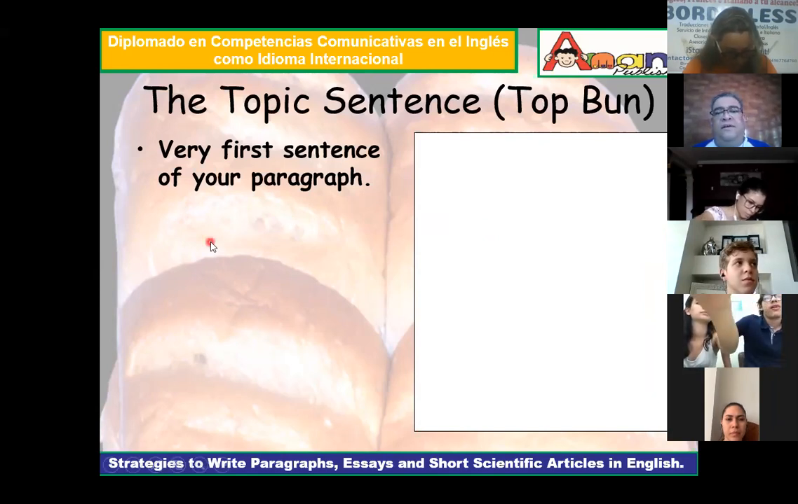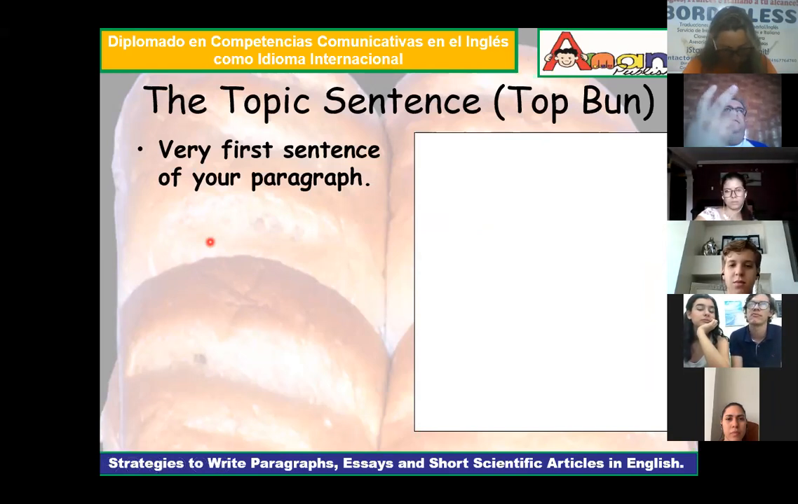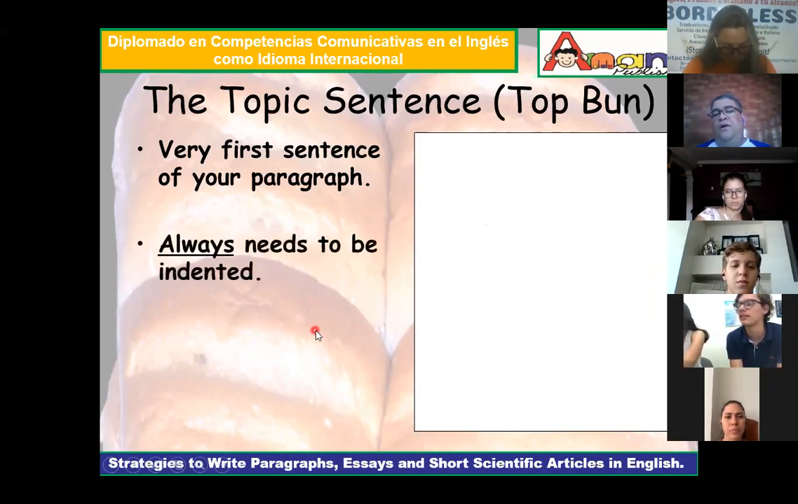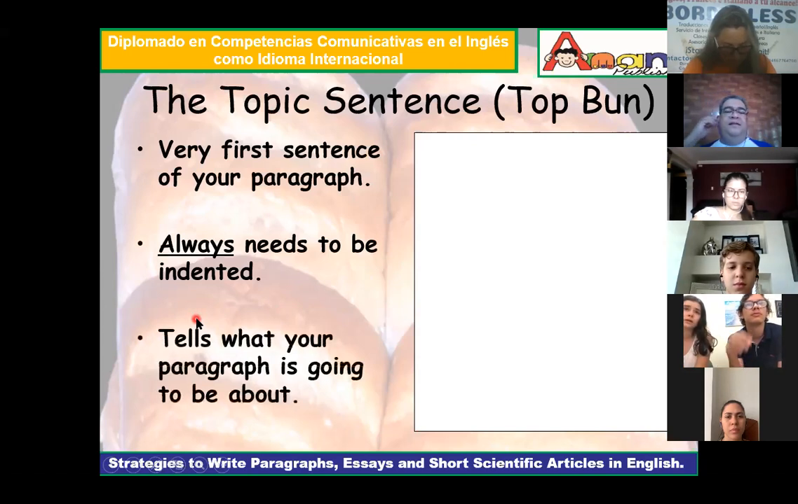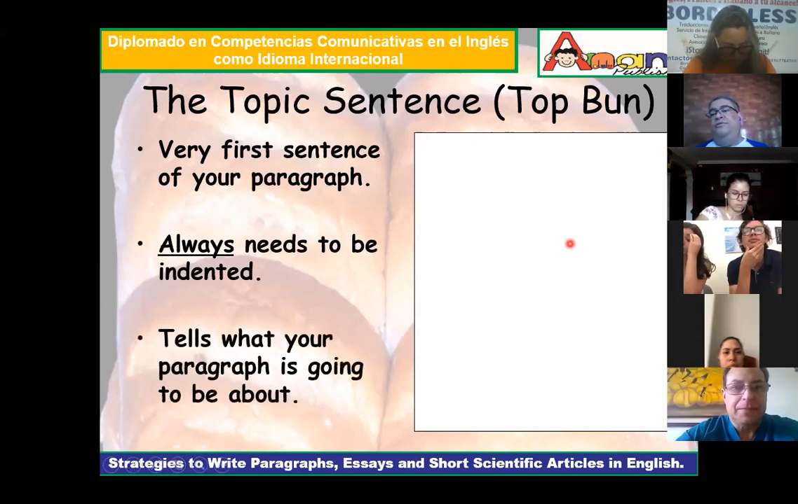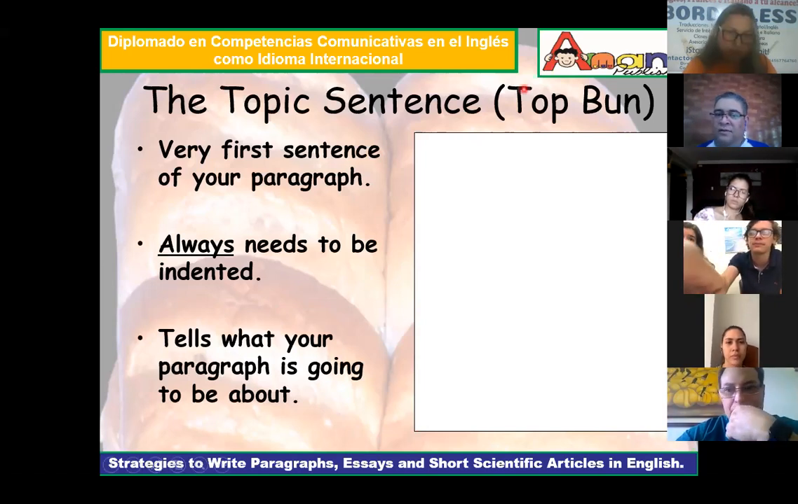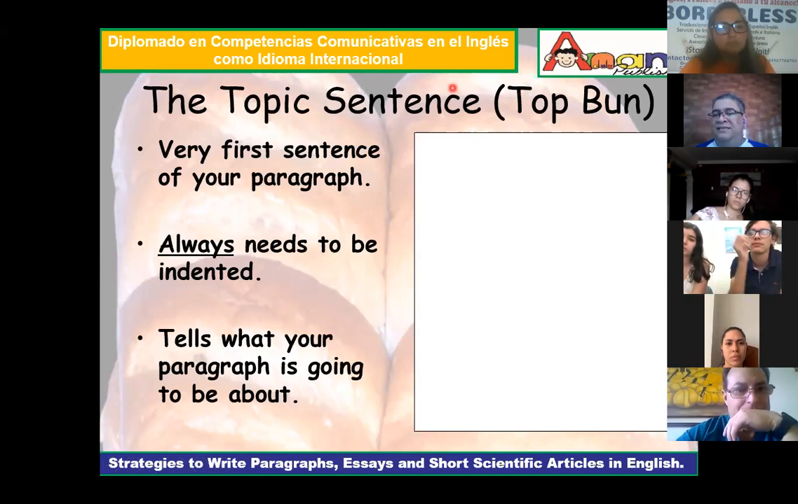So that's like in this part, the basic paragraph is like the very first part, right? And then it always needs to be indented, you know? When we mean indented, we need to have it like the main thing, right? And then it tells you what your paragraph is going to be about. O sea, que se ve así como se ve buena al dente, es lo que quiere decir. Always needs to be indented, right?